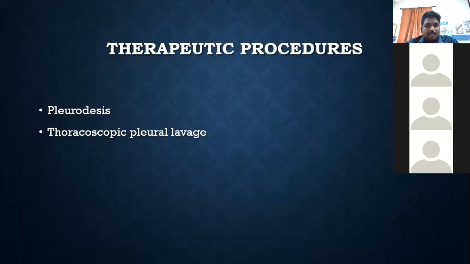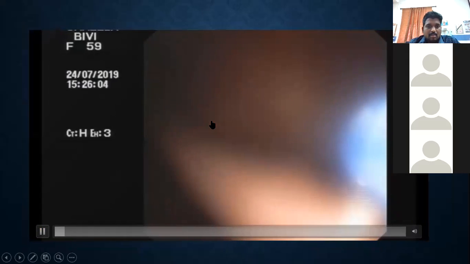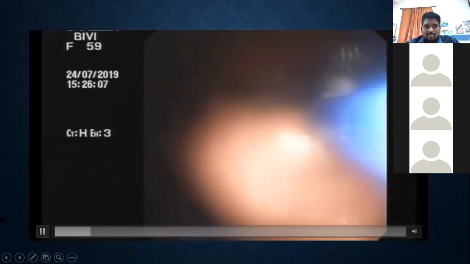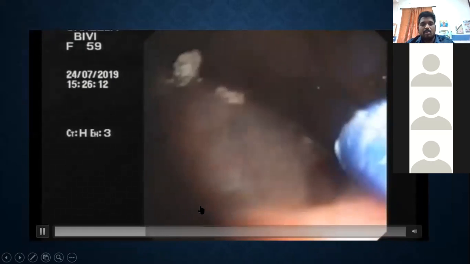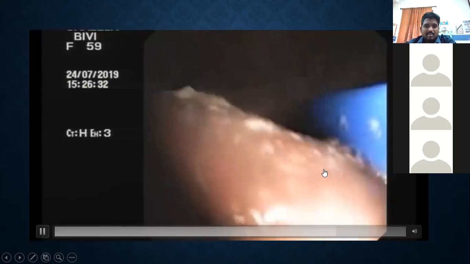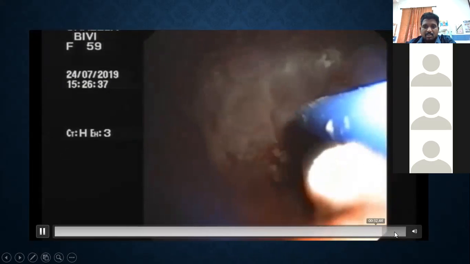The therapeutic procedures that we can do are pleurodesis and thoracoscopic pleural lavage. So this is a thoracoscopic talc pleurodesis. You could see. The basic thing is that when you do a pleurodesis under a conventional method with an ICD in situ, you don't feel that the substance is equally or evenly distributed in all the pleura. Sometimes, loculated collection also makes it very difficult. Here, under vision, you can just spray the material inside, and that gives a good symphysis after the procedure. So that is also useful with thoracoscopy.